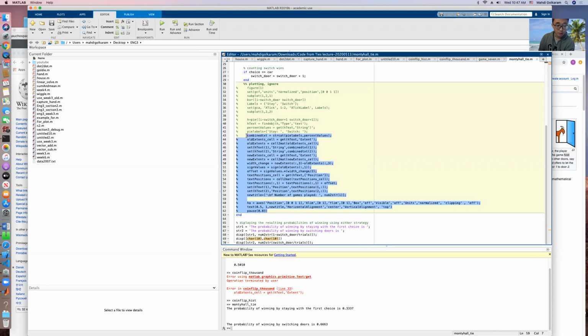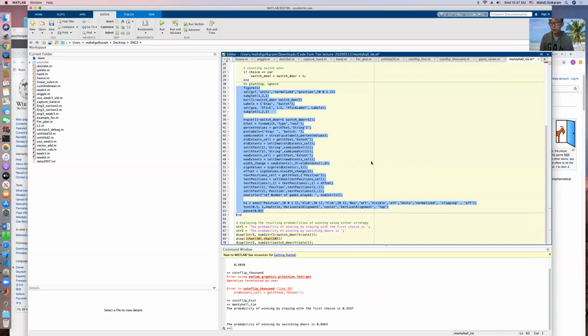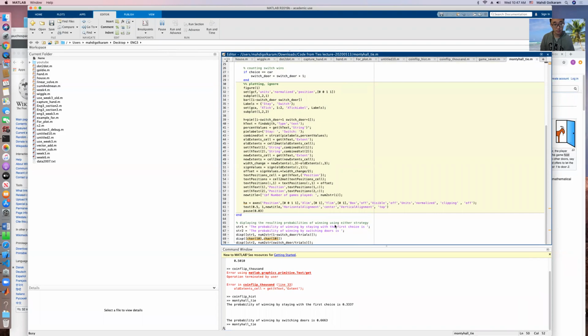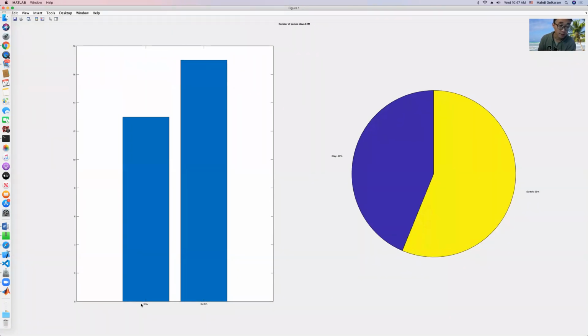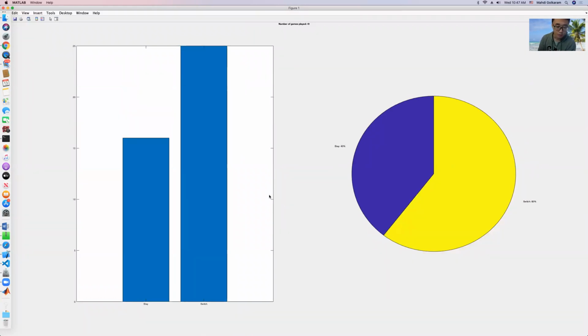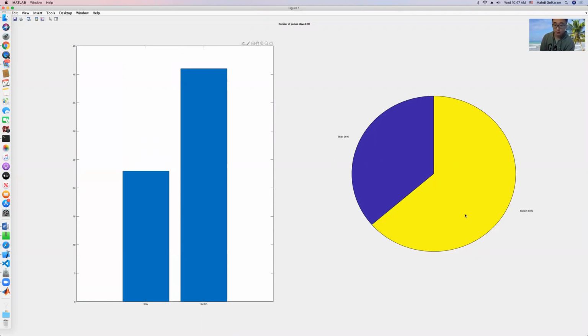Let me uncomment this part. This plot can help us better understand what this is doing. This is switch, and this is stay, and this means win. We can look at this pie plot, and we are doing this for every trial. So as you can see the trend, how winning by switch or winning by stay changes.